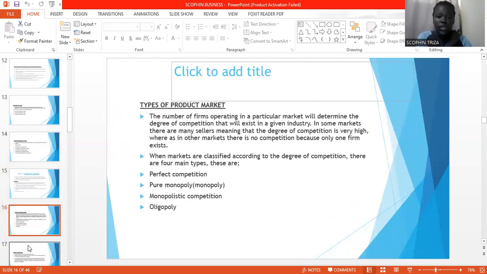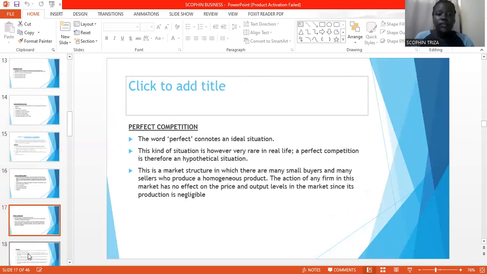The types of product markets that we have are perfect competition, pure monopoly, monopolistic competition, and oligopoly. Now let's look at perfect competition. It's an ideal situation. This kind of situation is, however, very rare in real life. A perfect competition is therefore a hypothetical situation because it's rare in real life. This is a market structure in which there are many sellers and many buyers who produce a homogeneous product. The action of any firm in this market has no effect on the price and output level of the market since its production is negligible.